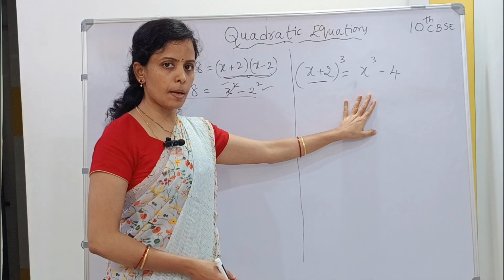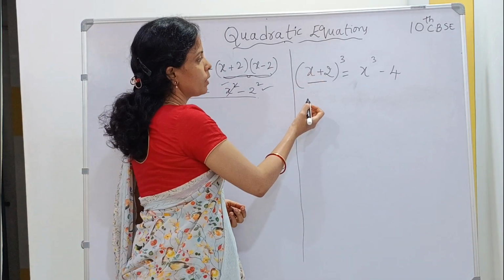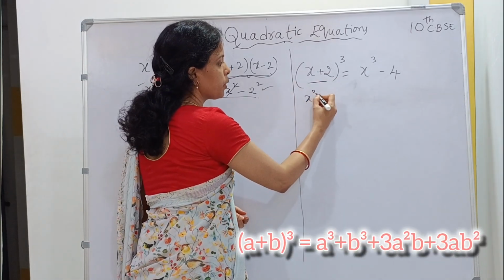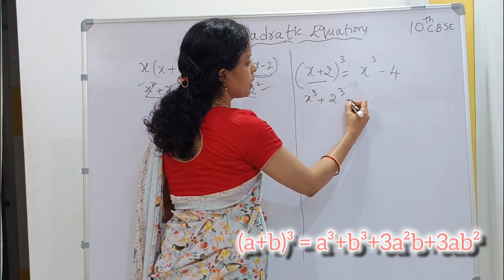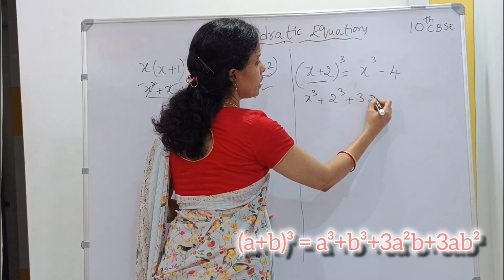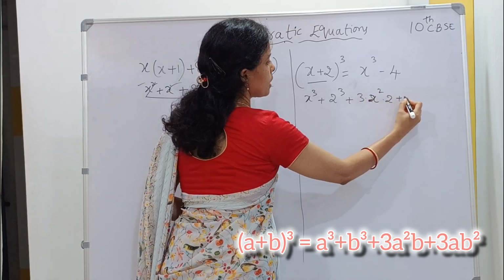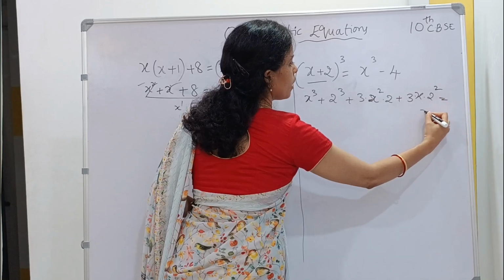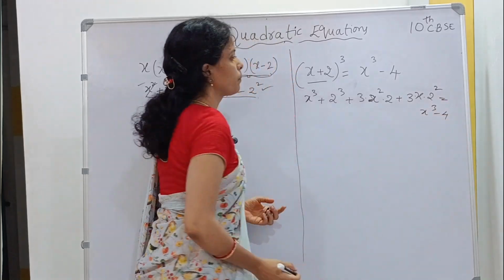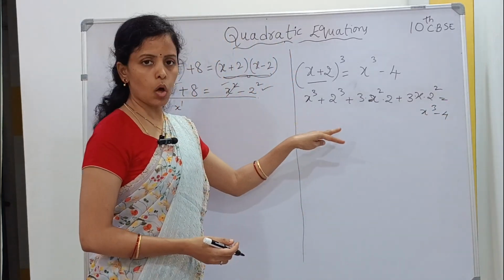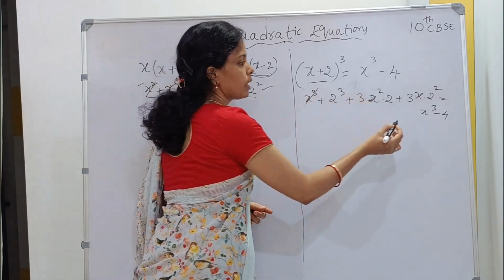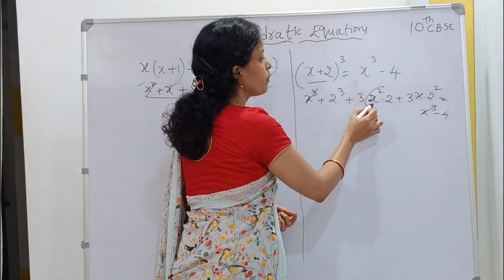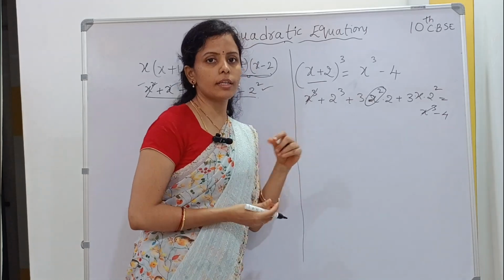Let's look at the next example. Here, if you notice, it is in the form of a plus b whole cube. So just expand it: a cube plus b cube plus 3a square b plus 3ab square is equal to x cube minus 4. Here, without solving, we can just cancel x cube and x cube, and the remaining equation is of degree 2. So it's a quadratic equation.